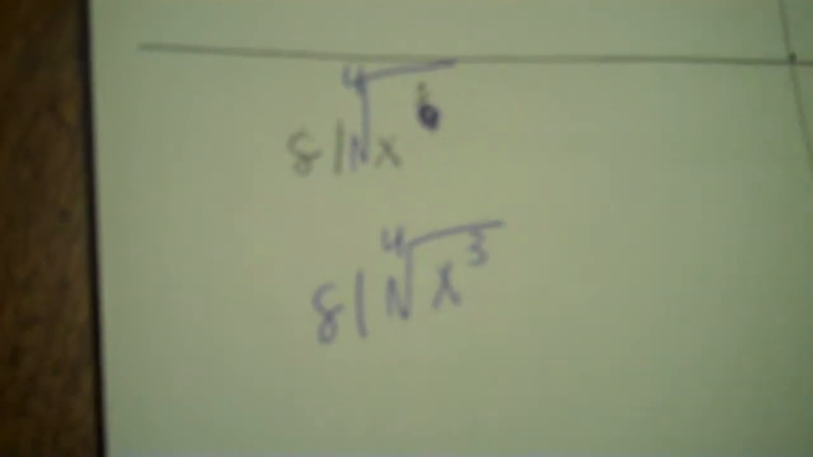Next, the rational exponent is not in parentheses, it's just on the x. So I just put the radical around the x, I take out the 4 and just place it here. So I have an outside factor of 81, and then a radical of degree 4 with x to the third. You do have to put the third power. You can't just drop the 3.